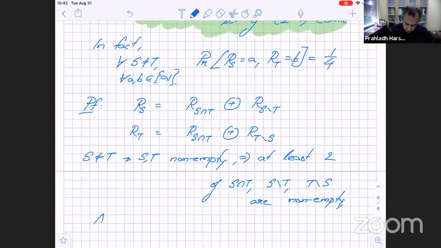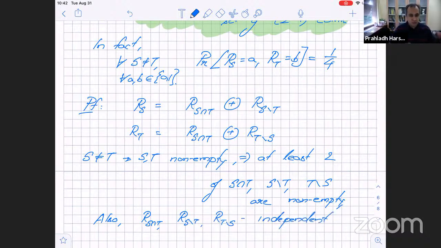Also, R of S intersection T, or S minus T, or T minus S are independent because they involve completely different sets of coins. Each of them involves a different set of coins and it's an XOR of a different set of coins. Of course, one of them might be empty, in which case it is a fixed coin, just 0 all the time, but they are independent. These 3 things are independent.